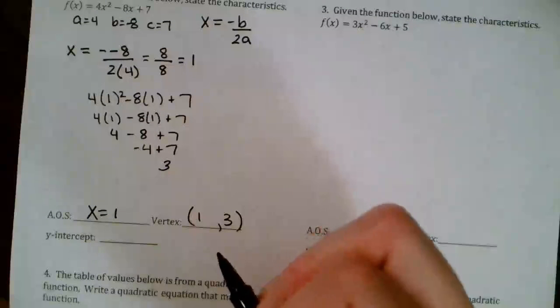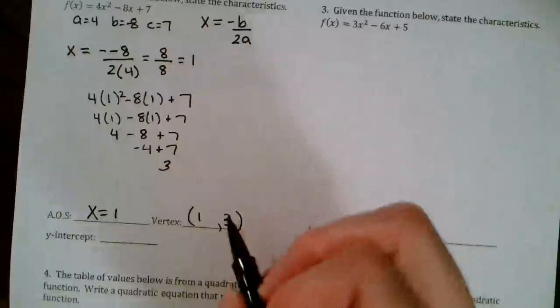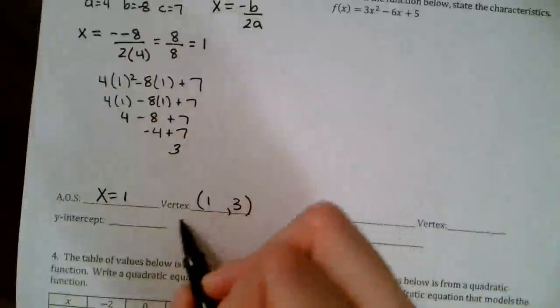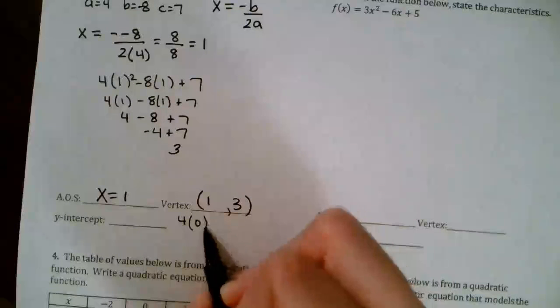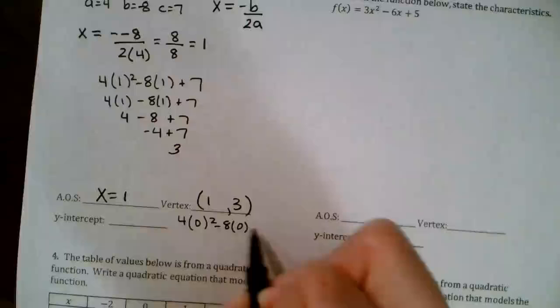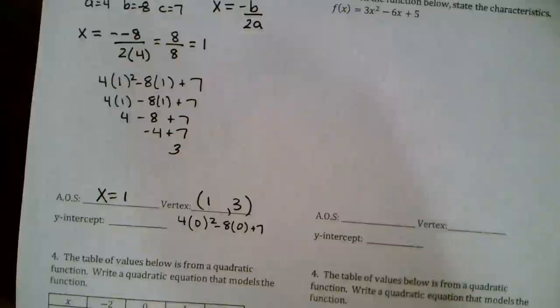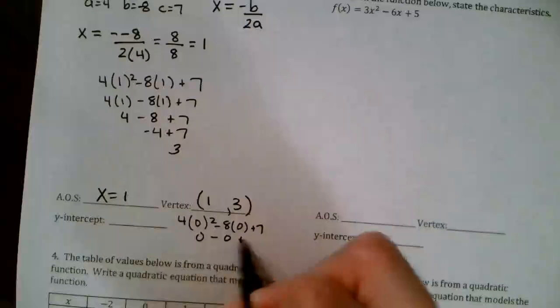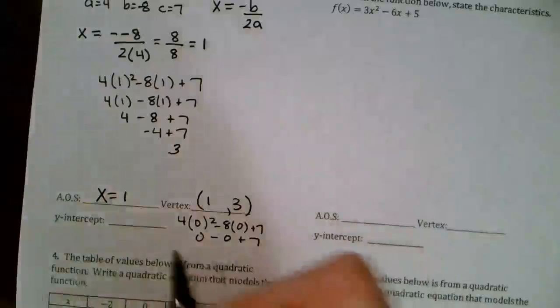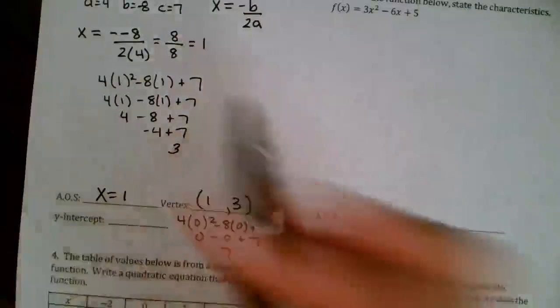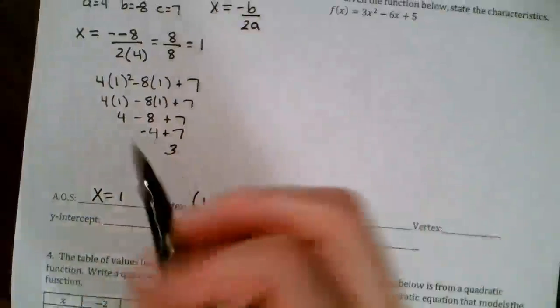Y-intercept, just like the other problems on the first page, we make our x value 0. So when our x value is 0, the only thing we're left with is our c value. So when we're in standard form, a shortcut is to use the c value.